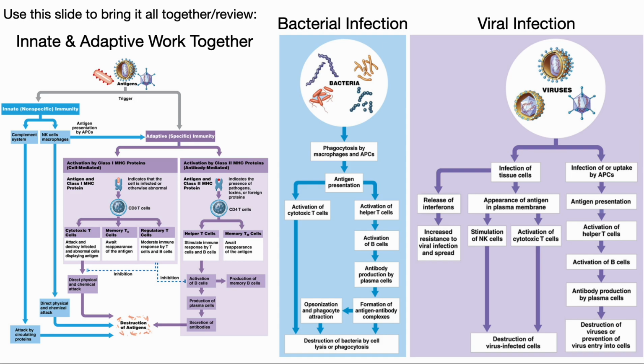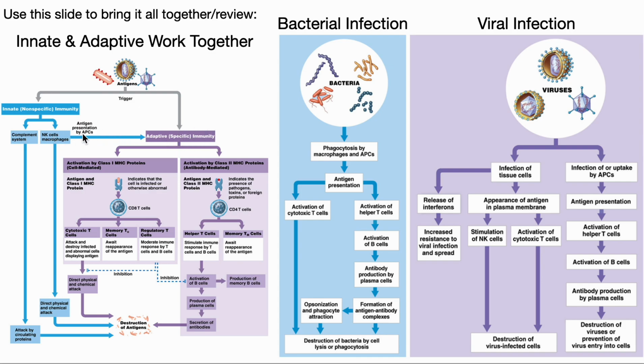Okay, and I threw this slide on here at the end because it kind of brings it all together. So this is a great slide to see how innate and adaptive systems work together to provide you with immunity. So this is a great slide for you to kind of review and talk yourself through, right? So over here, we can see here are our antigens. We can see the innate or non-specific responses, and we can see our adaptive specific immunity.